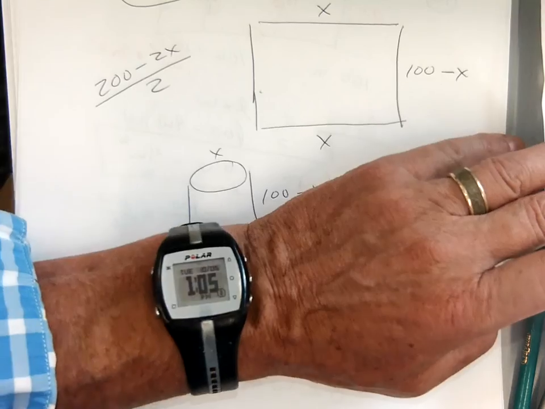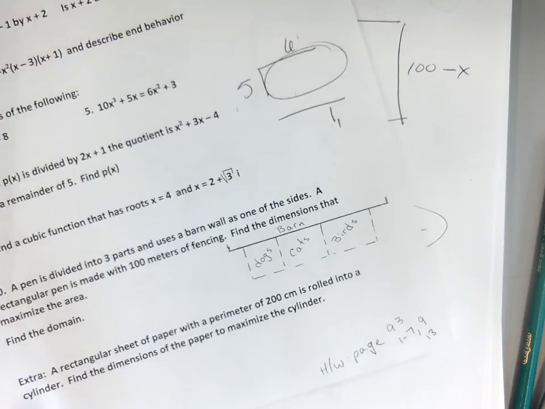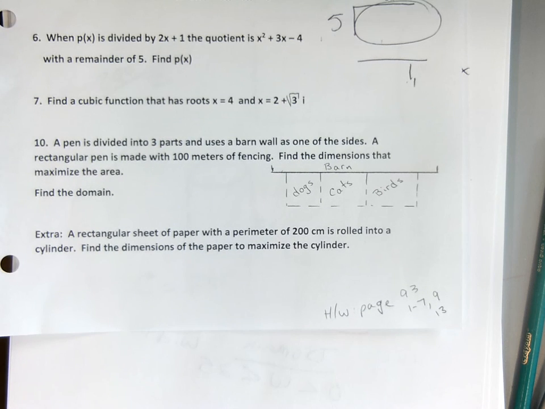All right, that's all she wrote. And then we've got a little bit of an assignment we can work on together outside. Page 93, 1 through 7.